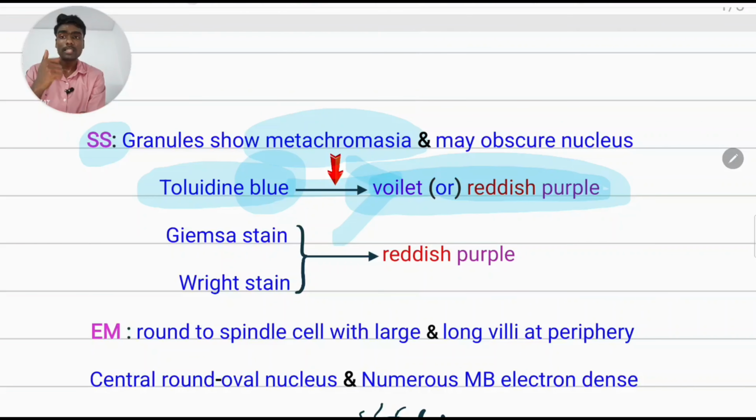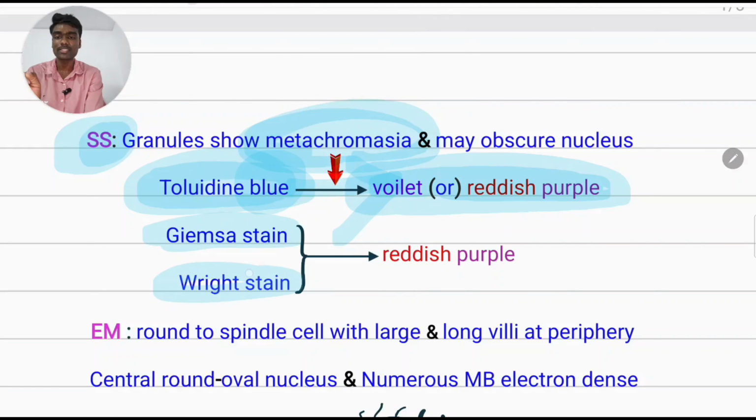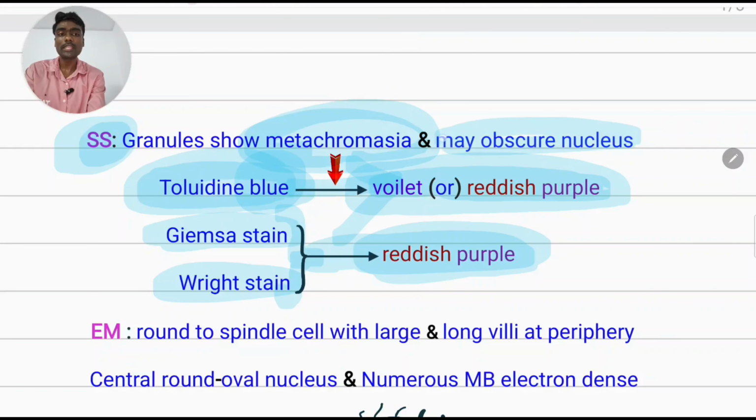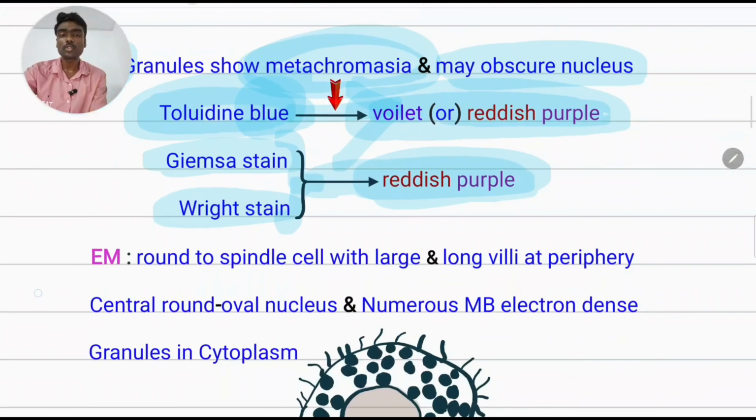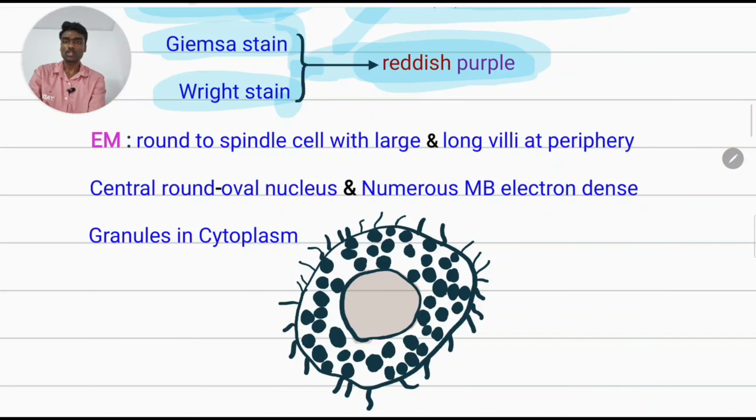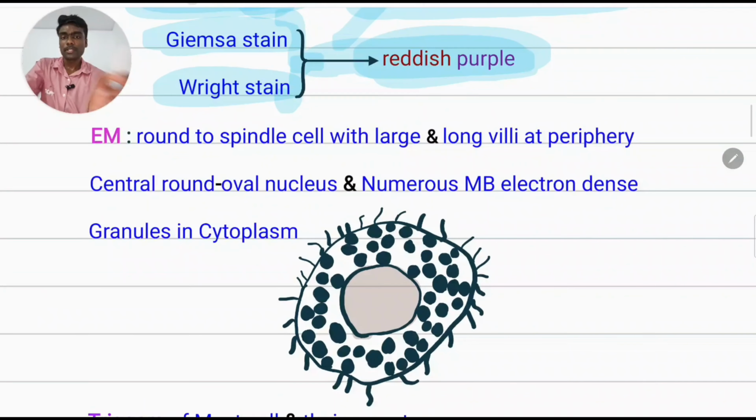Now here, mast cell granules are metachromatically stained with special stains like toluidine blue, Giemsa stain and Wright stain, which stain granules to reddish purple color. All the granules will be stained with reddish purple color so that it will sometimes obscure the nucleus. In special stains, granules may obscure the nucleus. Coming to electron microscopy, mast cell is a round to spindle cell with large long villi at the periphery.